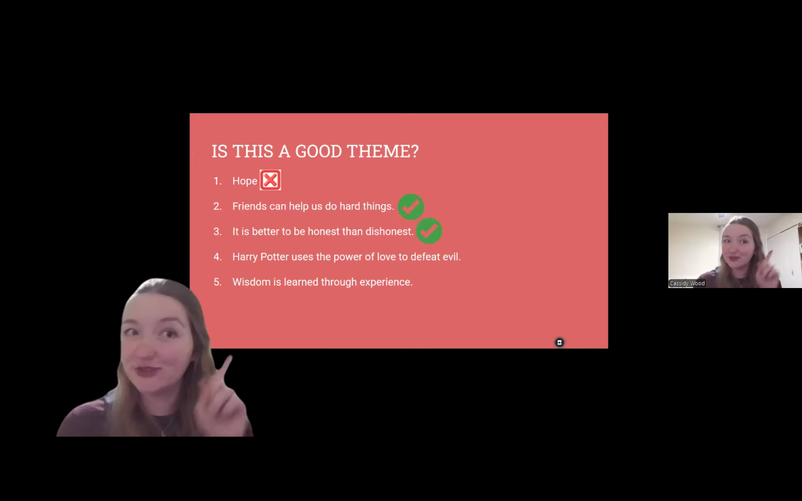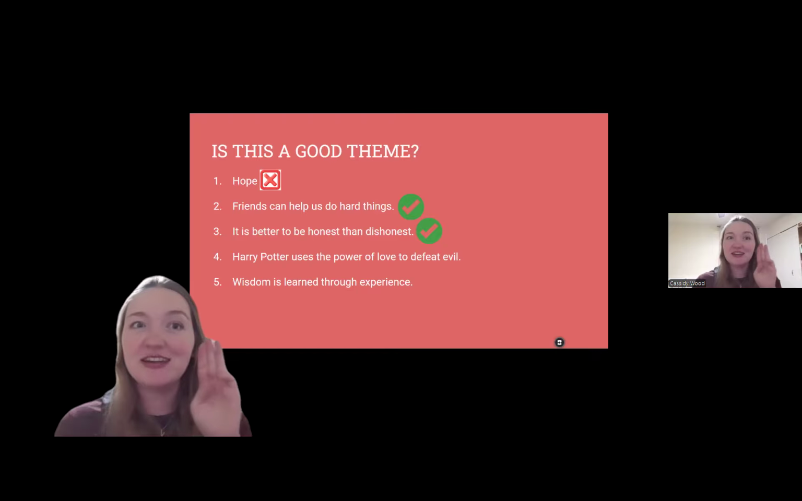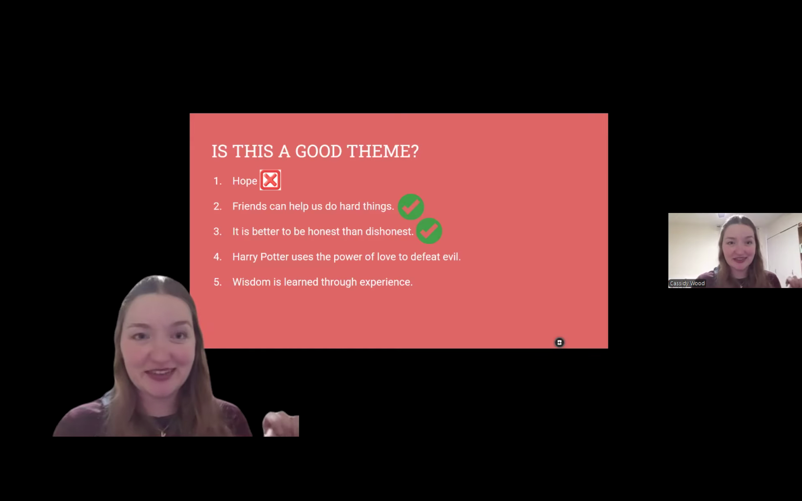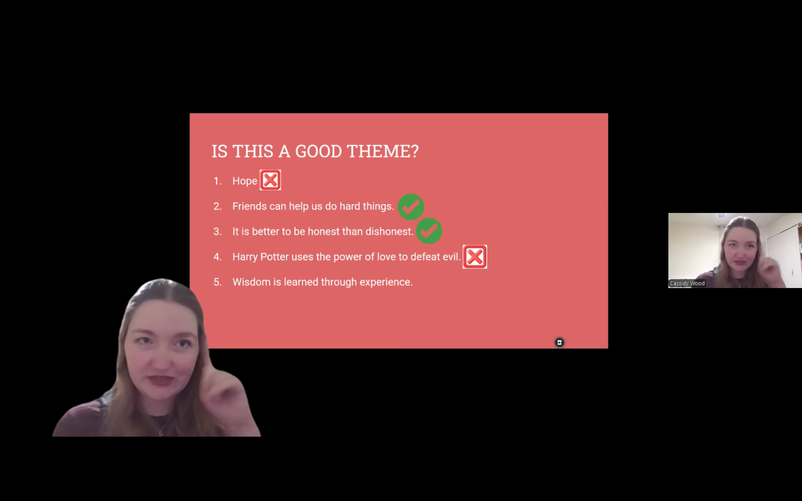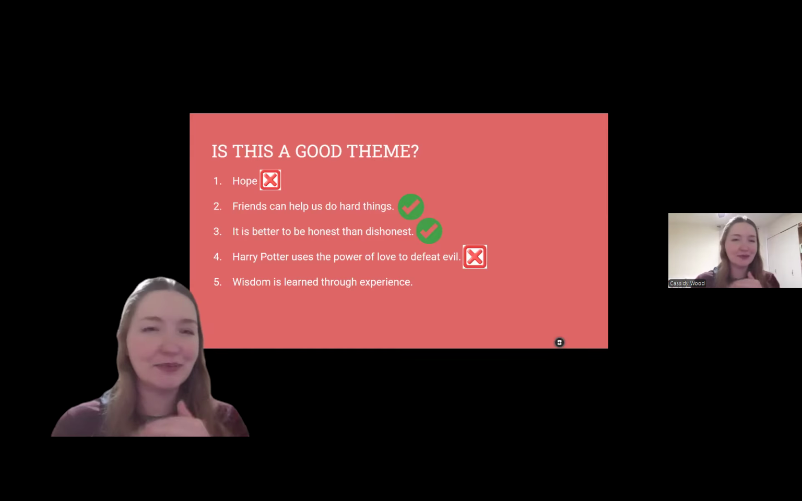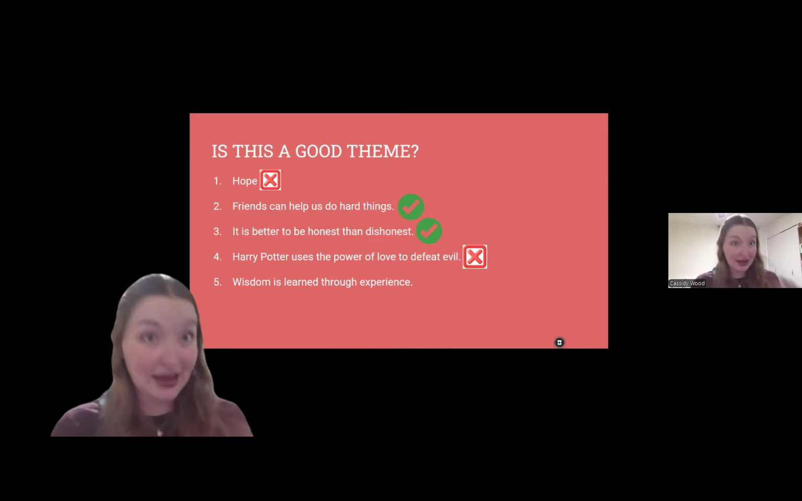That one's a theme. It's a full sentence. Anyone can learn from it. Not too specific that it has the characters' names in it. Harry Potter uses the power of love to defeat evil. Eh, nope. Too specific. It has Harry Potter's name in it. That's going to go in my summary, or go as evidence for my theme. Too specific about Harry Potter.